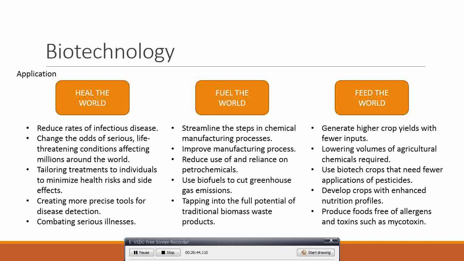Fuel the world, chemicals manufacturing process, improving manufacturing process, reduce use of reliance on petrochemicals, and use biofuel.